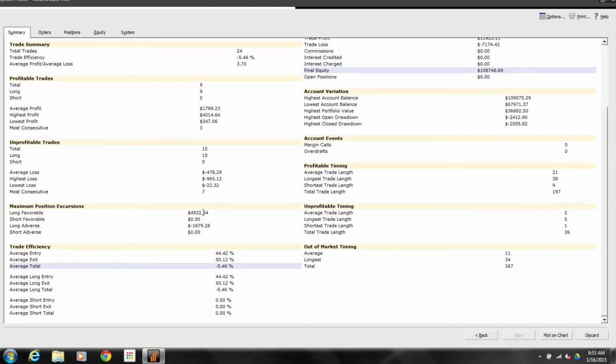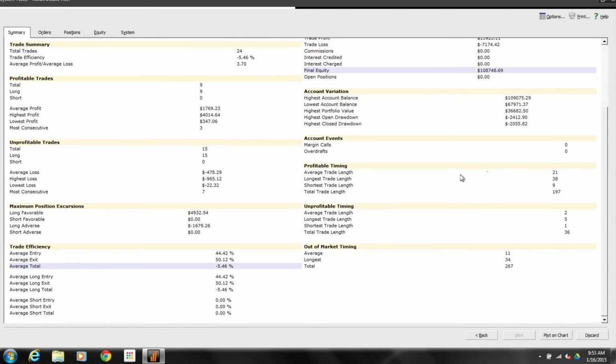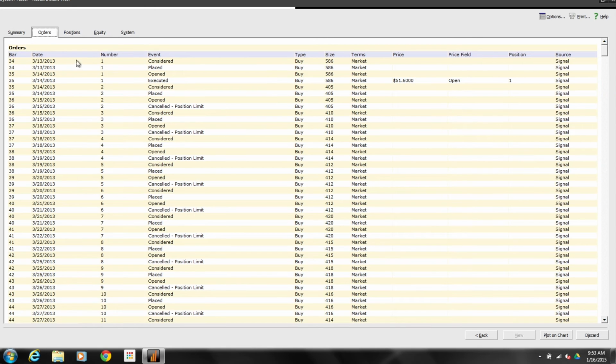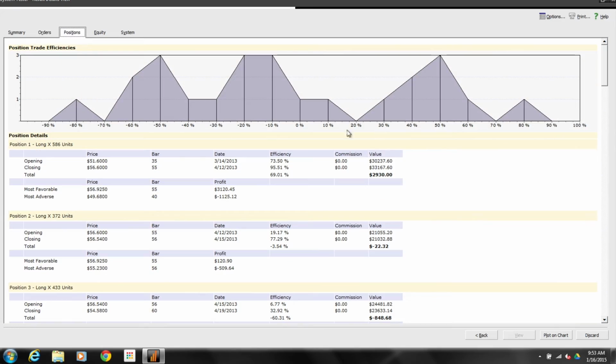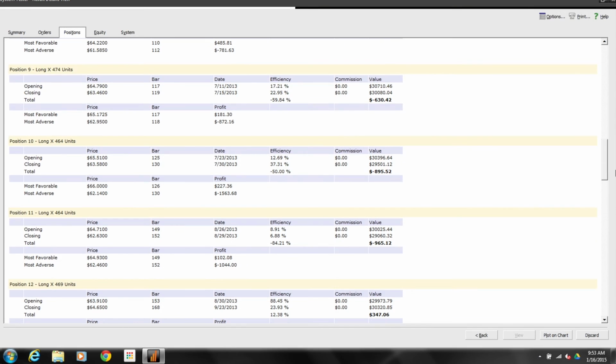So we have our maximum excursions. Over here we have accounting, so we can see how much money we had in our account to start, how much money we actually made overall, how much we lost, and then what our final equity was. Now, in our test, we didn't put in commissions, but you could put in commissions. That would be credited against it here, so you can see how that affected it, what your trade timing is. And then here you have an order screen that shows you how all the orders were placed. Positions takes you through how each individual position was managed and taken over time.